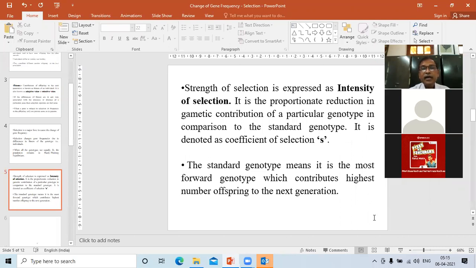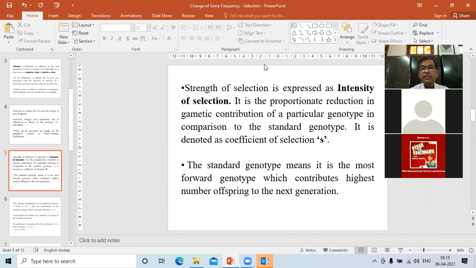Another term is the strength of selection. Strength of selection is expressed as the intensity of selection. That is, it is the proportional reduction in gametic contribution of a particular genotype in comparison to the standard genotype. I was talking about the standard genotype, or the most favored genotype. That means the genotype which contributes the maximum number of offspring to the next generation is known as the standard genotype or the most favored genotype.